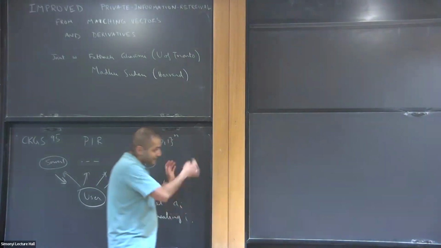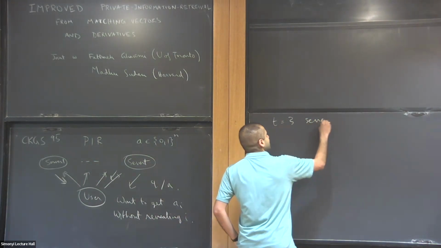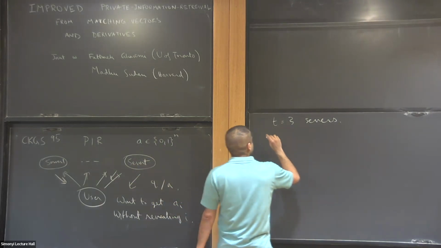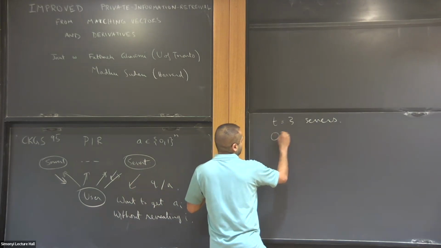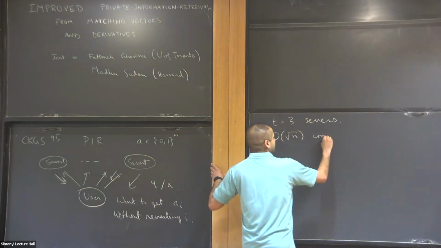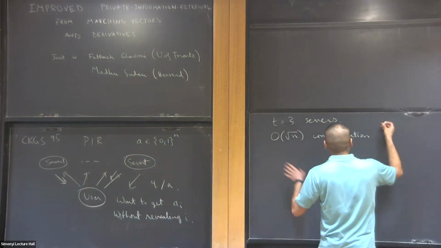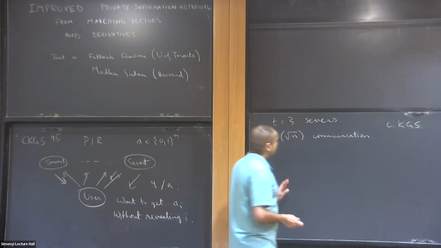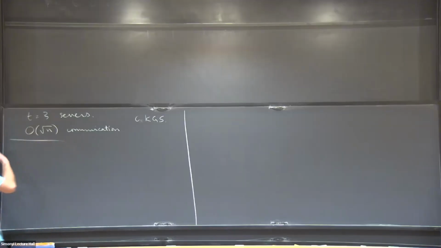I'm now going to give you an example of a simple protocol that achieves this. We will have T equal to 3 servers. The quantity that we want to optimize in this construction is the total amount of communication, and this will have order square root n communication. This is already the protocol of CKGS. In fact, they get better protocols too, and we will see those as we improve this. But this is the most basic protocol, and we'll already see why things can be done.